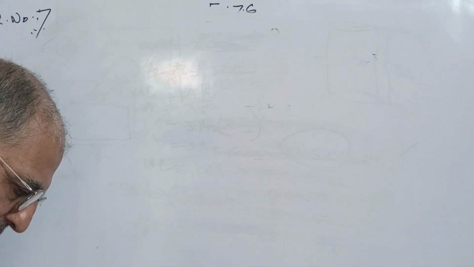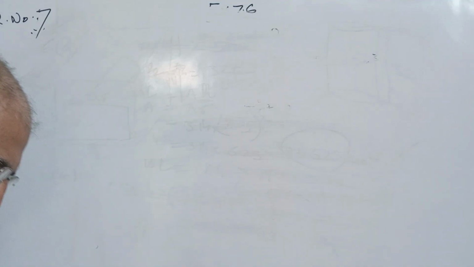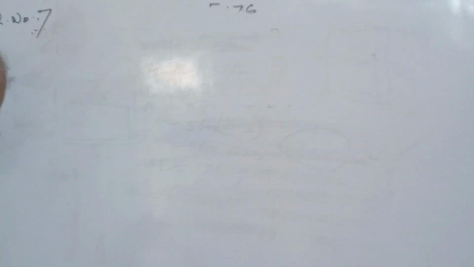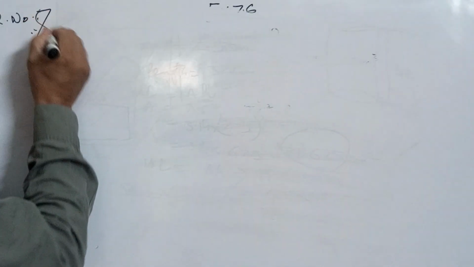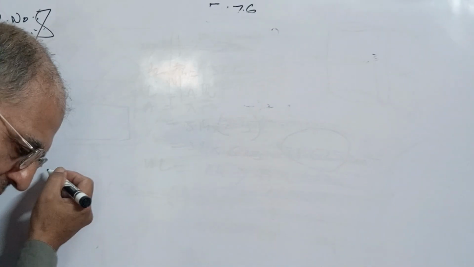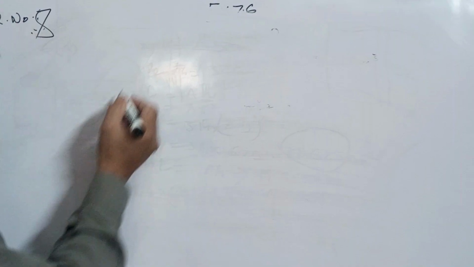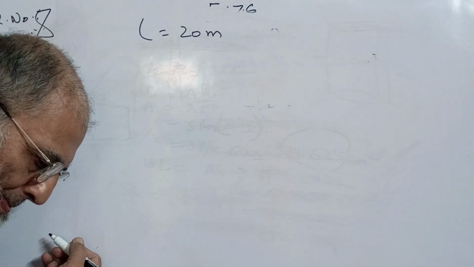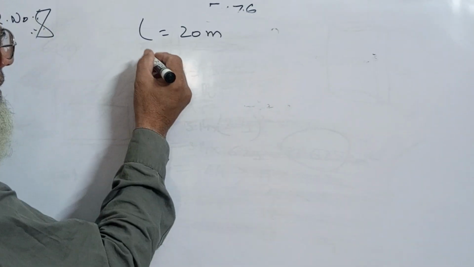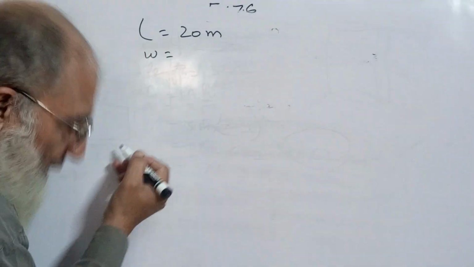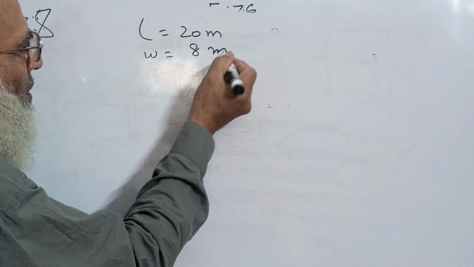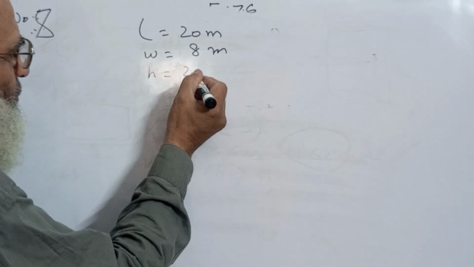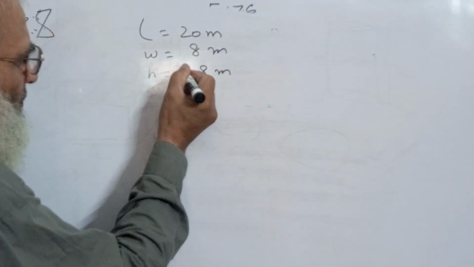A storage company has a rectangular storage of 20 meter long, 8 meter wide. So I'm just going to write the data. Okay. Question number 8 now. Rectangular storage room 20 meter long. L is equal to 20 meter. Width is equal to 8. And what about the height? Height is equal to 2.8 meters.